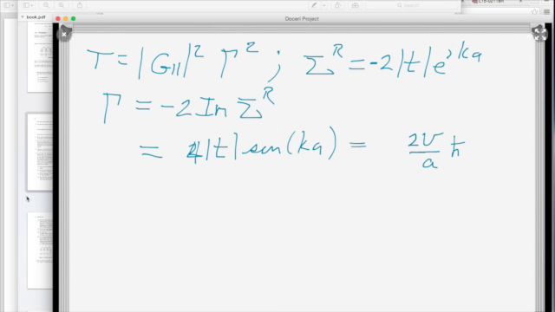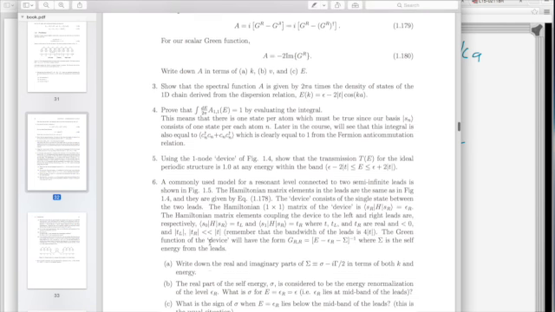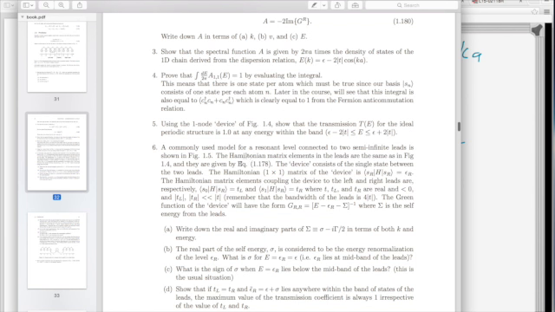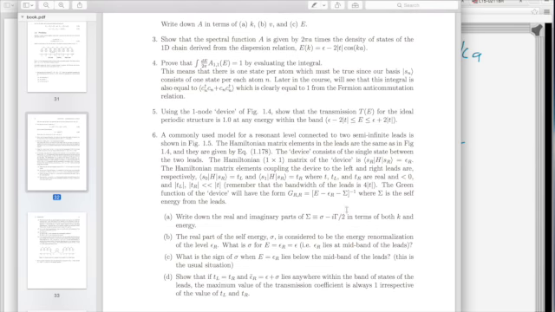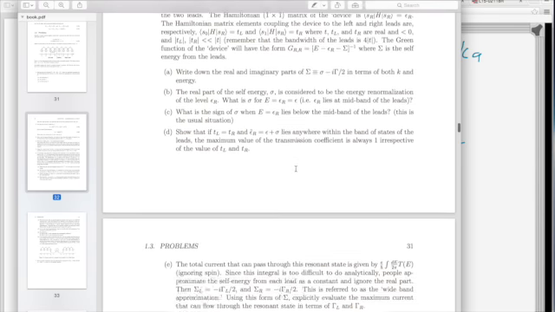I think it will come back to you on the next homework assignment, where we're going to do this simple model for a resonant level. It's basically what you just did, except you use a simple approximation for the self-energy. You don't really calculate it. You use this effective self-energy.